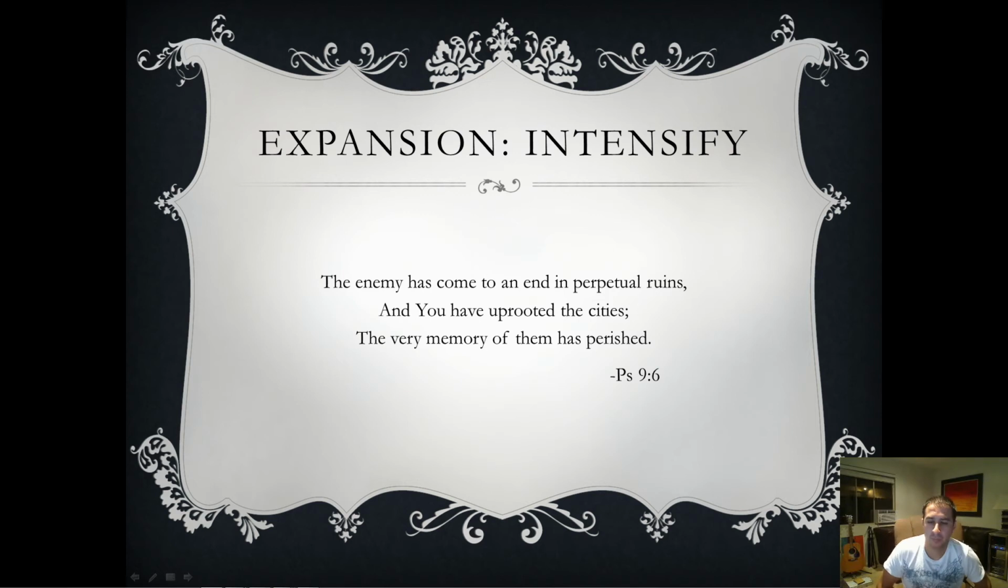The last type I want to discuss is within the category of expansion parallelisms, but it's the one where the idea is intensified. Here's an example from Psalm 9:6. The author introduces the idea that the enemy has come to an end in perpetual ruin. So the enemy is destroyed, essentially. But he goes on to intensify it.